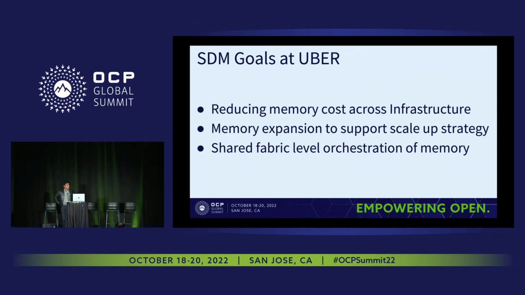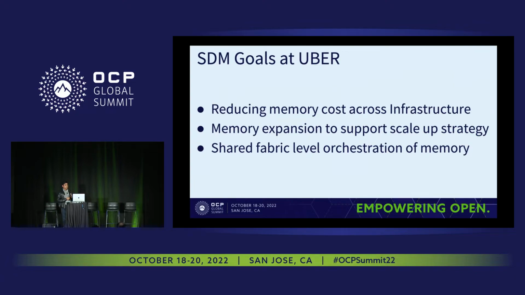So to solve for this, we have three main goals for SDM at Uber. The first one is we are focusing on reducing memory cost across all of the platforms. Secondly, we would like to enable memory expansion to support our scale-up strategy. The AI/ML workloads, for example, that have hyperparameter tuning and larger embedding tables require memory that goes beyond the DIMM channels that the next-gen servers can support.